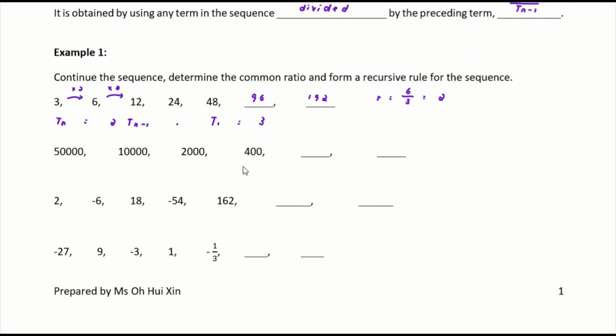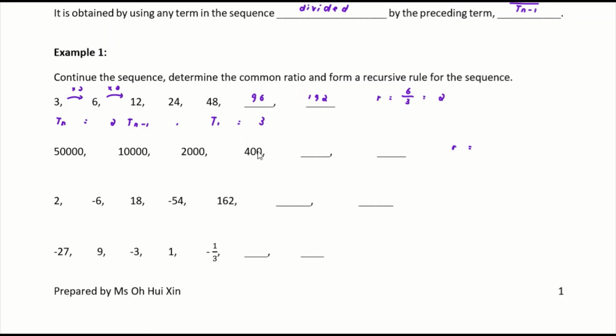Okay, for the second one, you will realize that normally if we try to solve it in terms of sequence, we will say it's divided by 5. But you remember just now, we always say that it's a common ratio, so it's multiplying something. So we normally do not say divide. So the same thing, how are we going to find the ratio? We're going to get any number divided by the previous term.